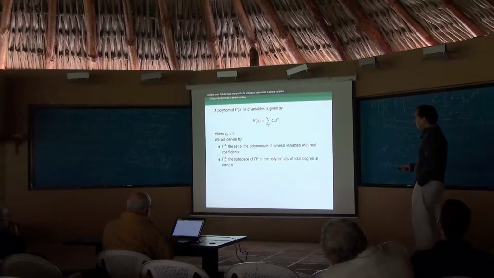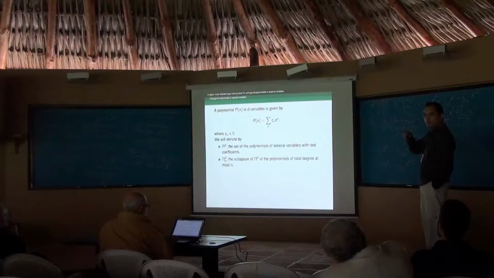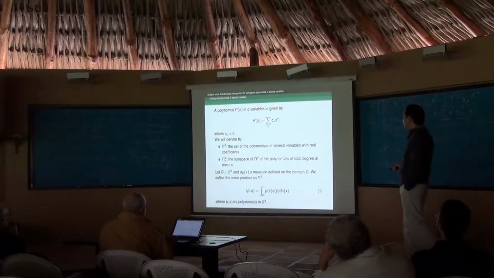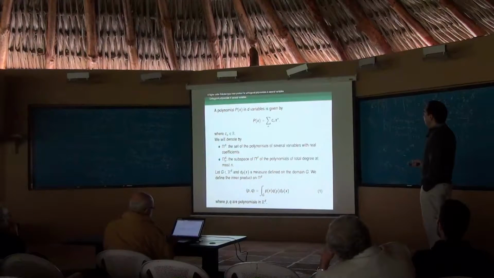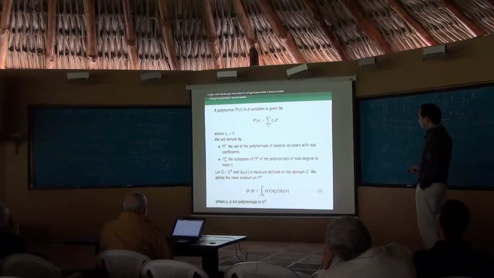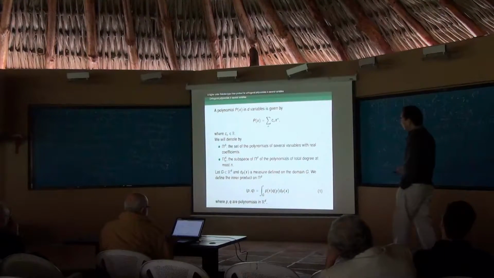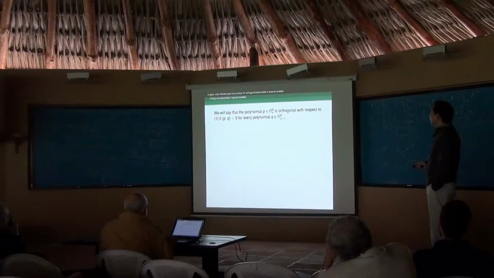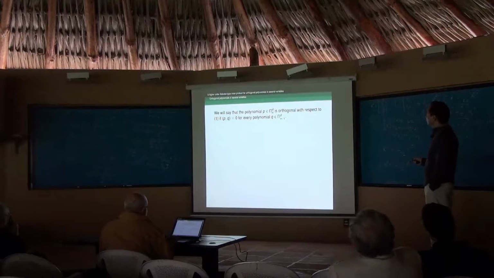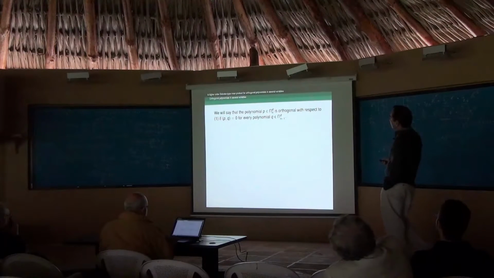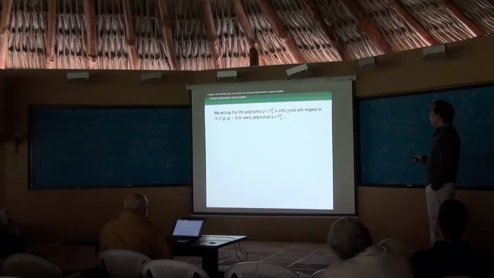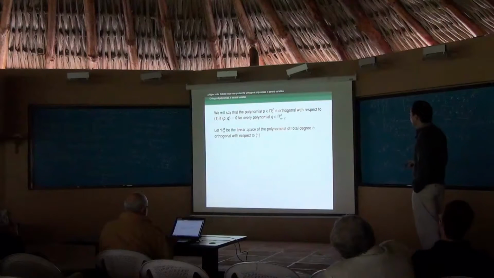And when you put a subindex here, n is just the maximum total degree that you allow. So if we are given a domain G and a positive measure on that domain, we can define this inner product for polynomials in several variables. And we will say that one polynomial in this linear space is orthogonal with respect to the inner product if the inner product is 0 with respect to any polynomial of lower total degree. So that's the definition of orthogonality here.